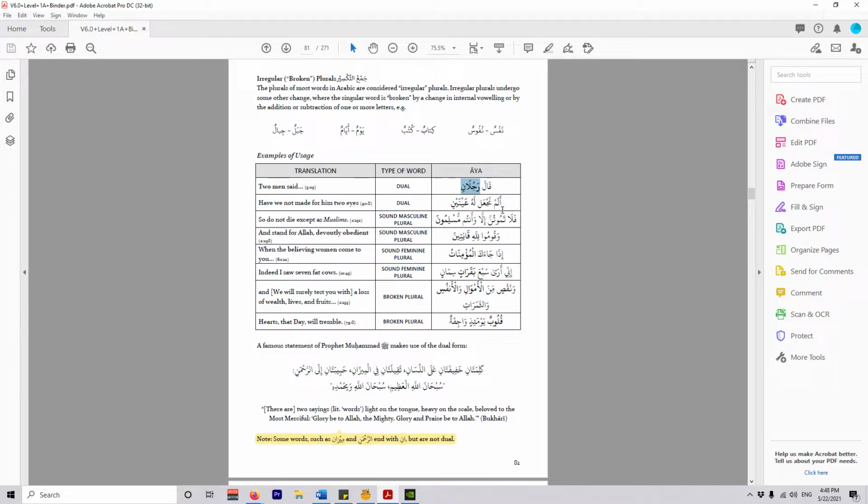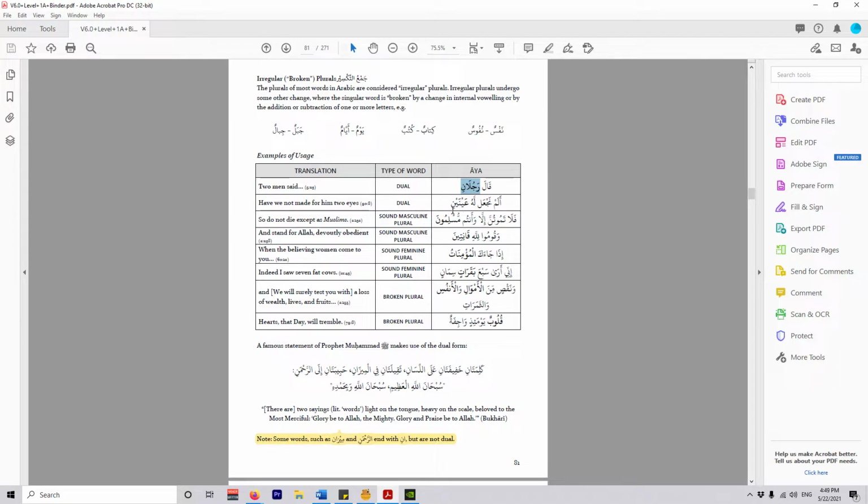And here's another example. Alam taj'al lahu aynayni. And when you recite it, you see that there's a little shadda over the lam here. That's because when you recite it, you would say alam taj'al lahu aynayni.